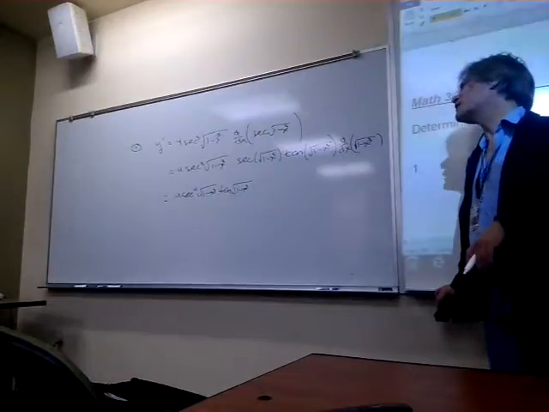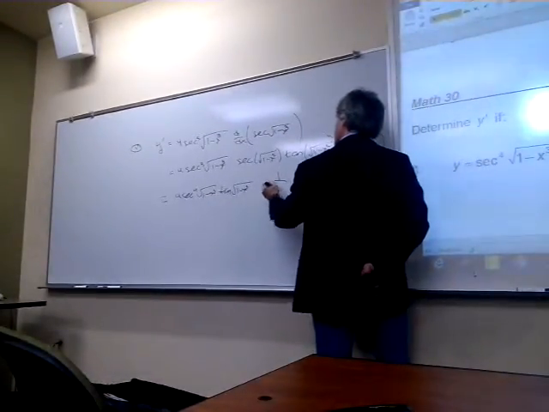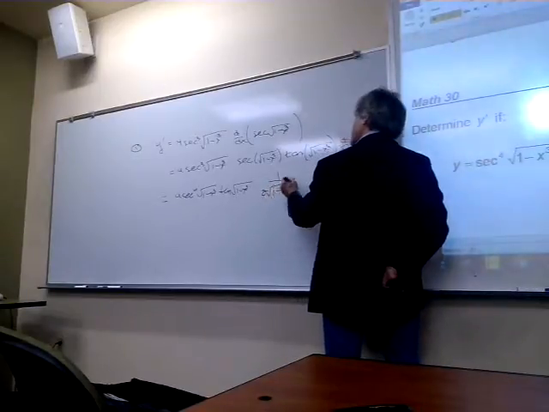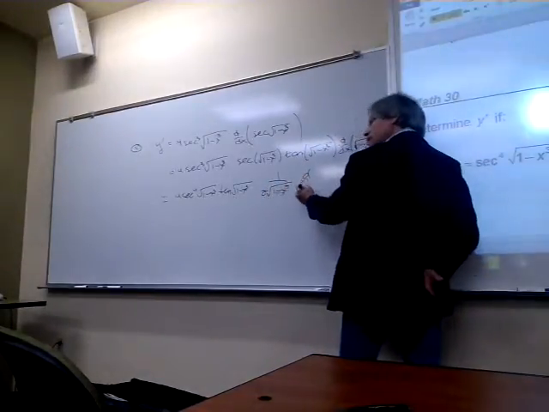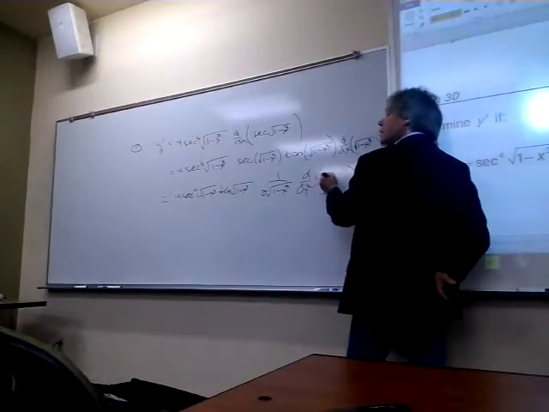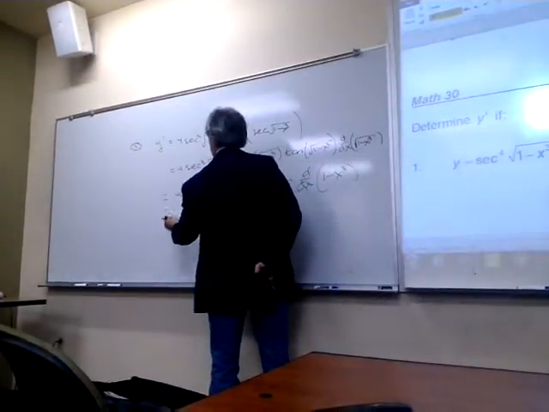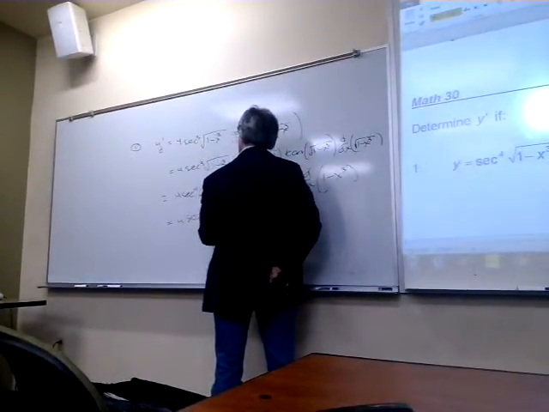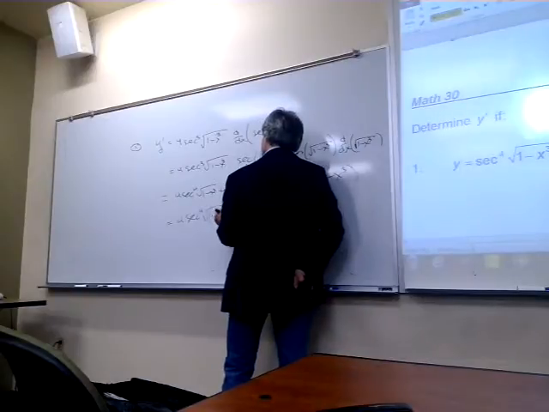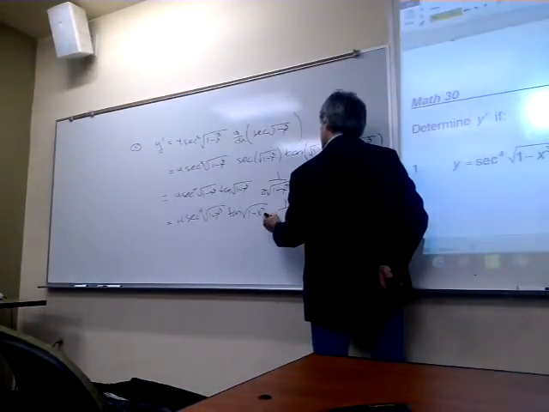And to differentiate the square root of anything, you get 1 over 2 times root that stuff. The chain rule says I've got to multiply the derivative with respect to x of what I was taking the square root of. That gives me 4 secant to the fourth of root stuff, tangent of root stuff, times 1 over 2 root stuff.